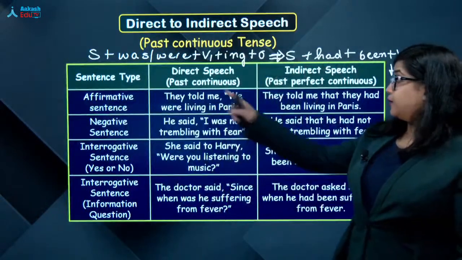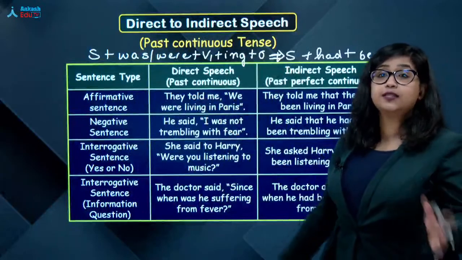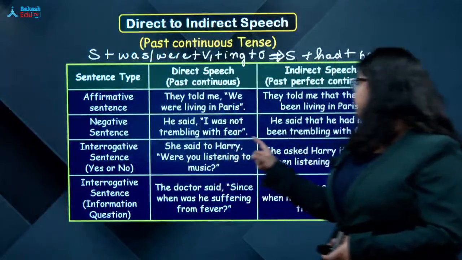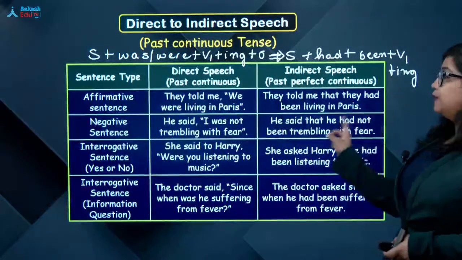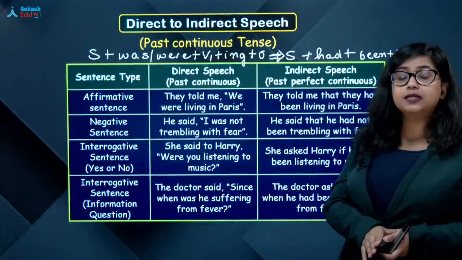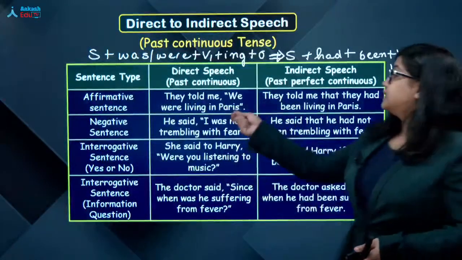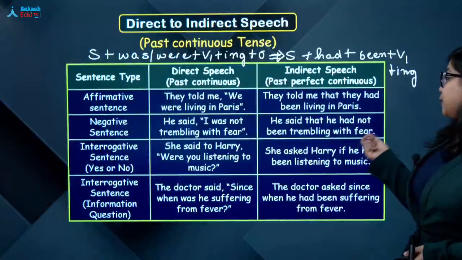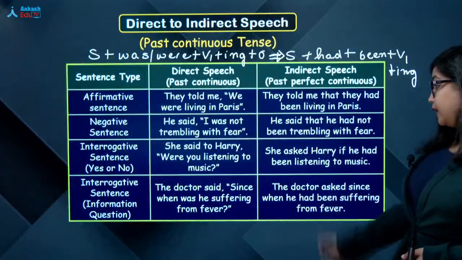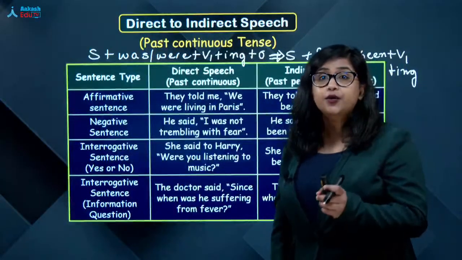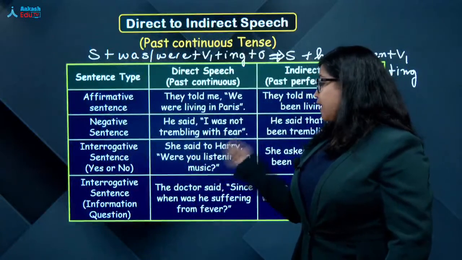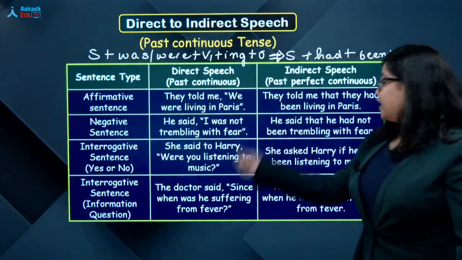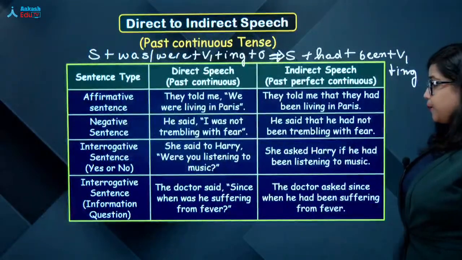Now, if we see, for example, an affirmative sentence, which is once again your positive sentence. "They told me we were living in Paris" will change to, they told me that they had been living in Paris. Similarly, if you look at the negative sentence, "he said I was not trembling with fear" will change to he said that he had not been trembling with fear. Alright. Interrogative sentence, yes or no question. Once again, "he said to Harry, were you listening to music" will change to he asked Harry if he had been listening to music.